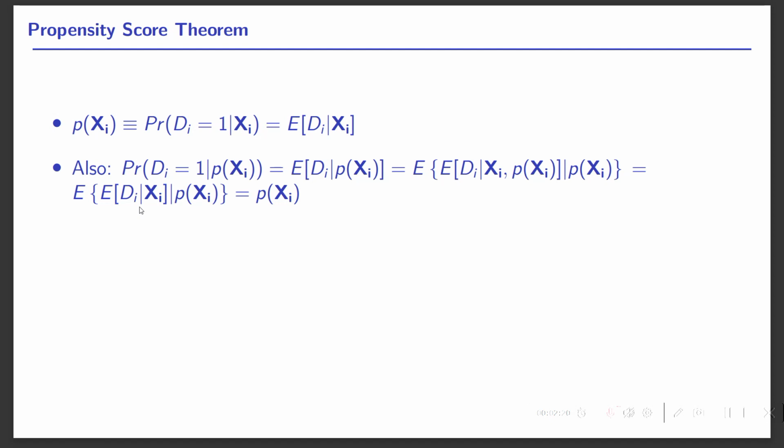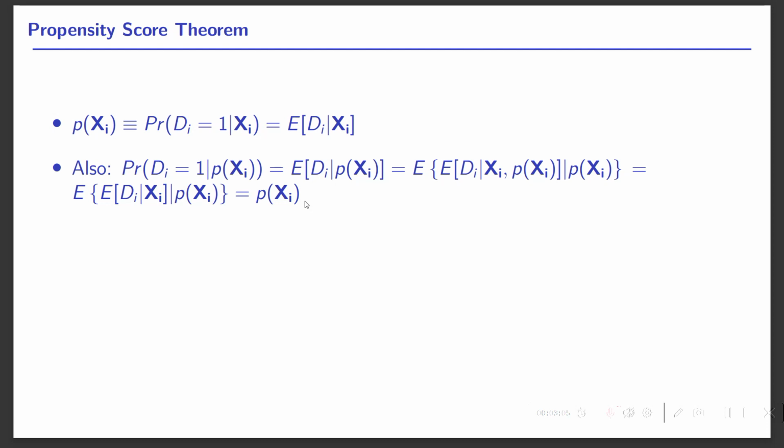But now the wonderful thing is, this inner expectation is just by definition the propensity score. And the outer expectation is conditional on the propensity score. So what is the expectation of the propensity score conditional on the propensity score? Well, we know the propensity score, we condition on it, so this is just the propensity score. Lots of propensity scores there. But this whole thing becomes really simple then. The probability of treatment, conditional on the propensity score, is simply the propensity score itself.